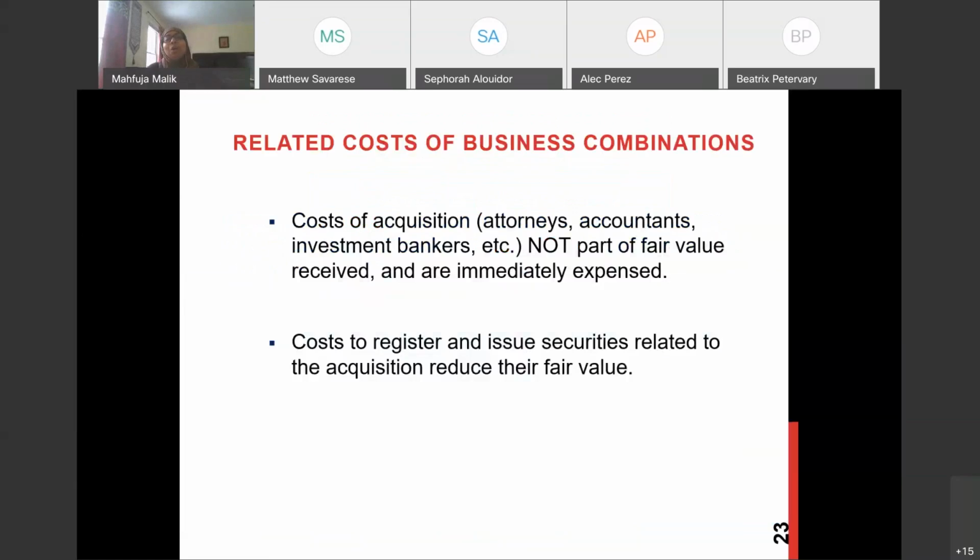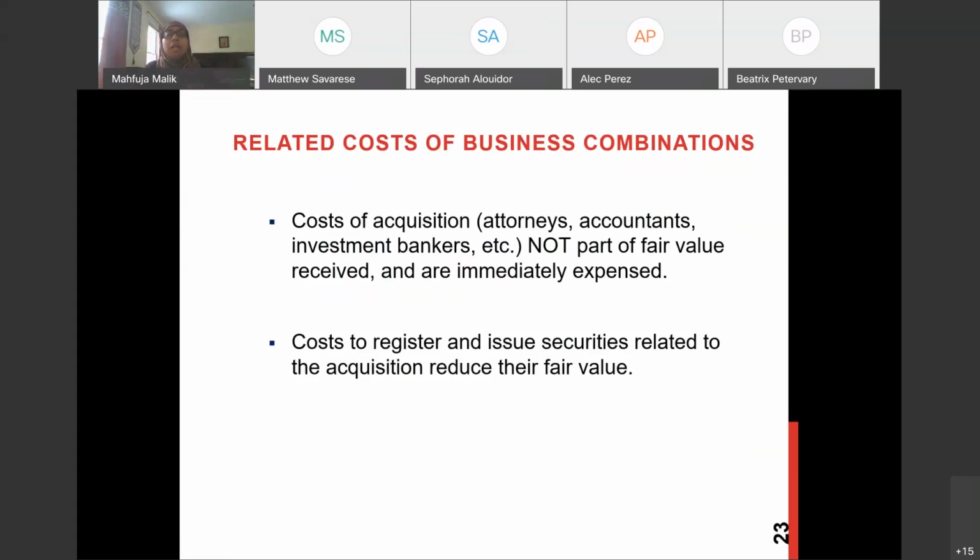Now here we will see a few more pieces of information, and we'll see the big worksheet or consolidated financial statement. Sometimes you will have some costs related to the consolidation process. For example, you may need to hire an attorney, or some investment bankers may help you assess the fair value of that target company. Those are your immediate expense.